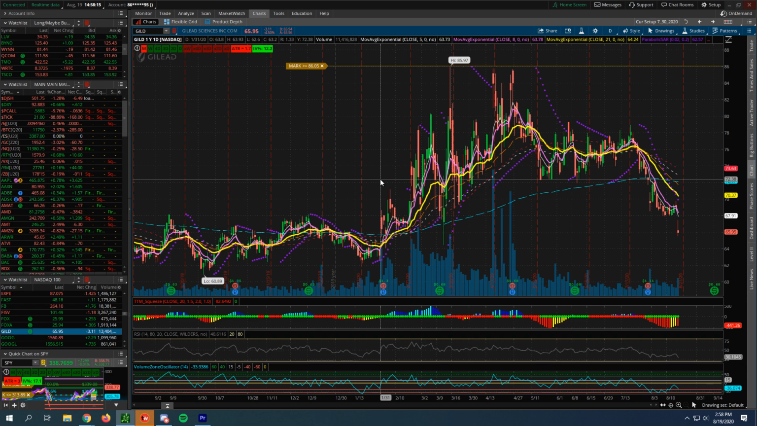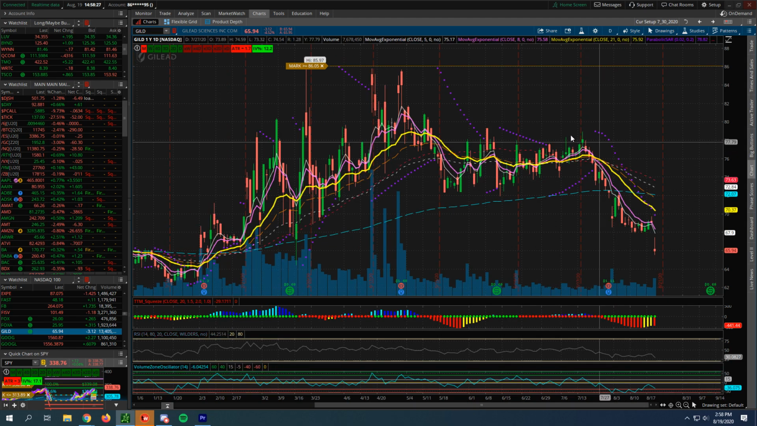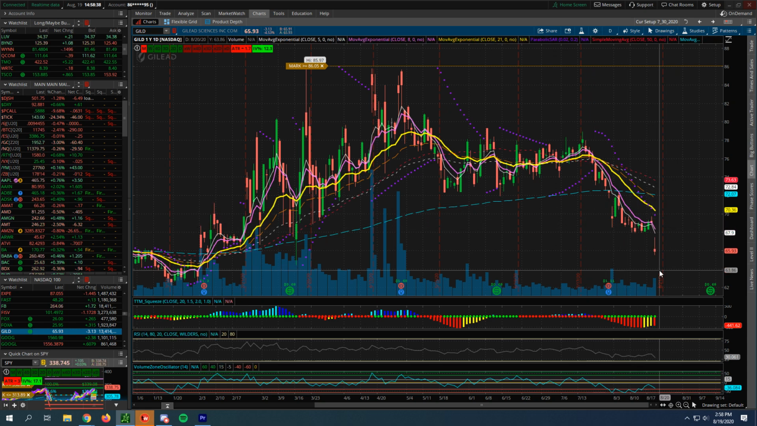Gilead Sciences. This is GILD. Of course, it's so difficult to trade these stocks, guys. These pharmaceutical stocks can really get beaten up here. This thing has been really underperforming the market again. Really failing here, not being able to break above the 21 EMA. Failing pretty hard today, nearly down 5%.